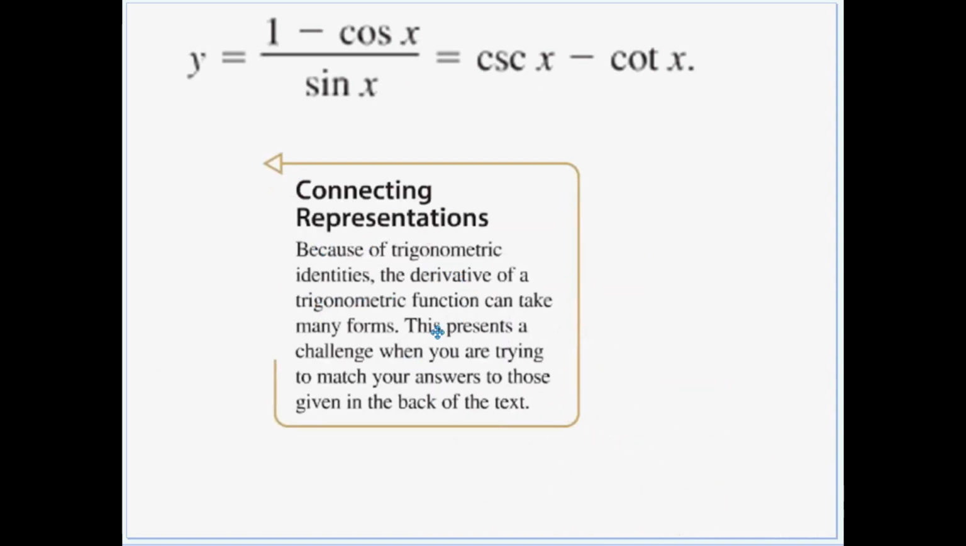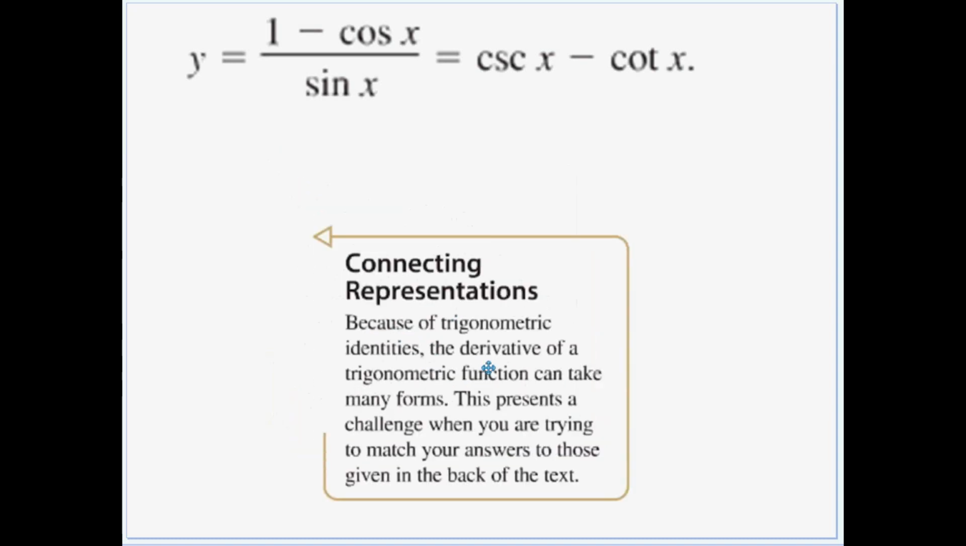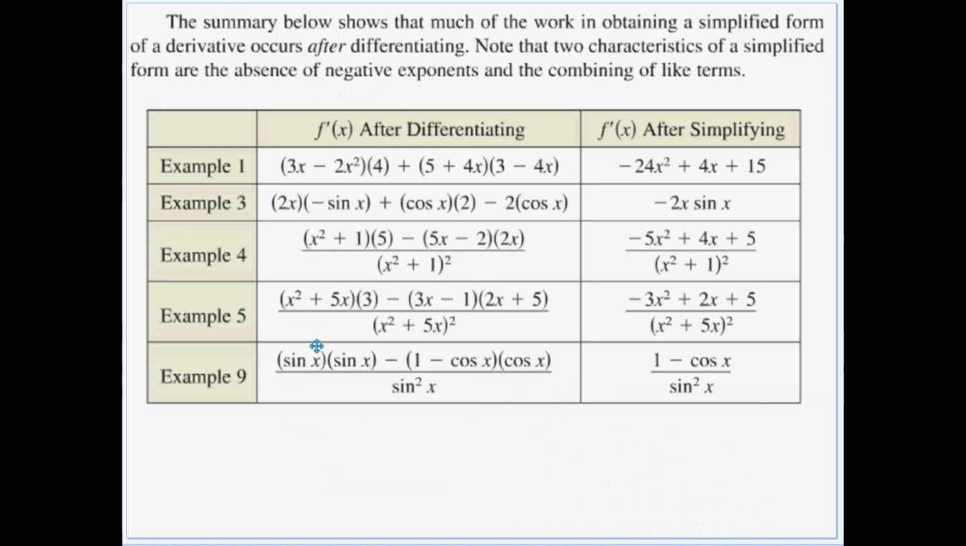Because of trig identities, the derivative can take many forms. I already said that. All right, the summary below shows that much of the work in obtaining a simplified form of a derivative occurs after the deriving, after the calculus is over. You might have heard me say last year in pre-calc that calculus is not hard. It's the algebra that might bog you down. And then the book says, note the two characteristics of a simplified form are the absence of negative exponents, no negative exponents, and you do want to combine your like terms.